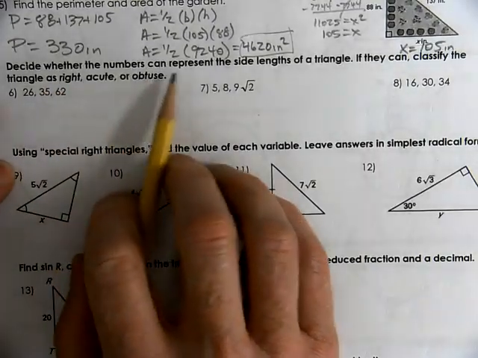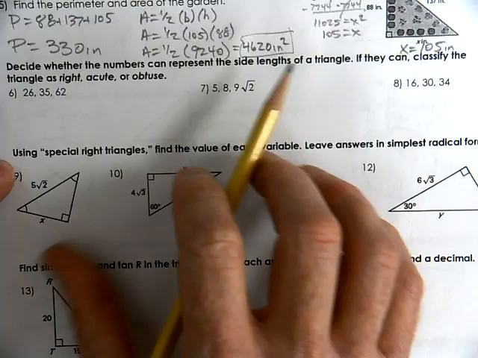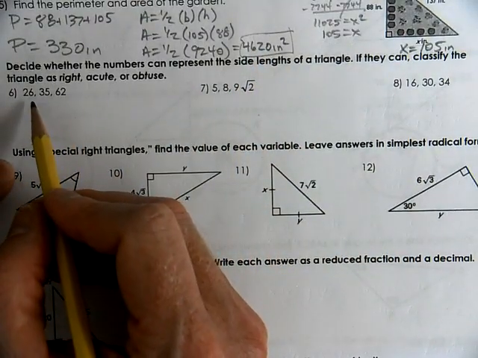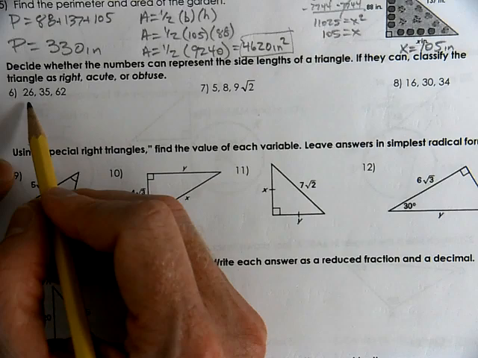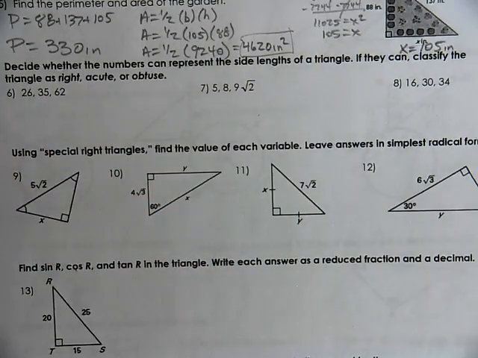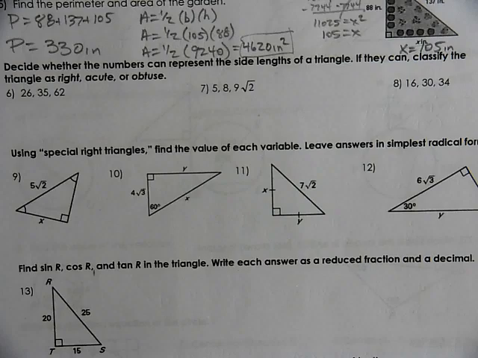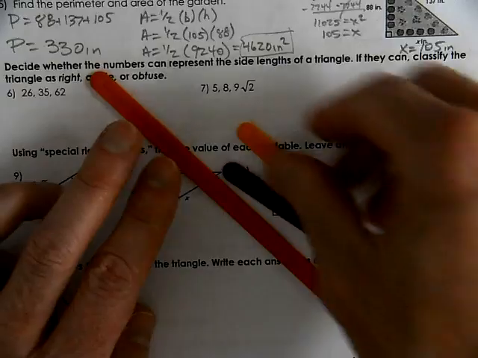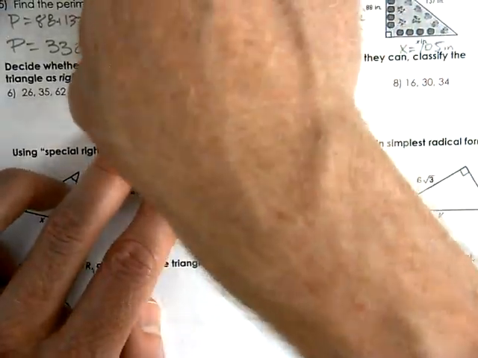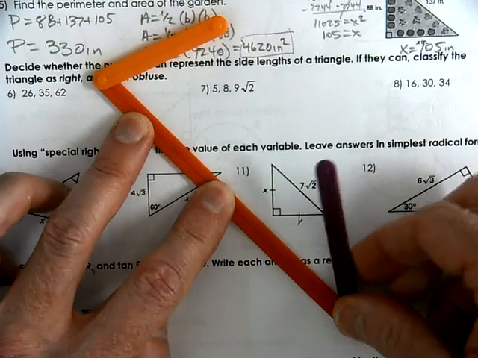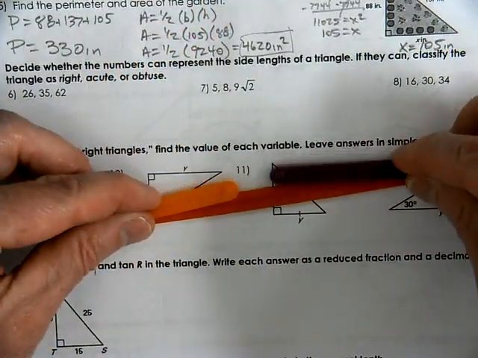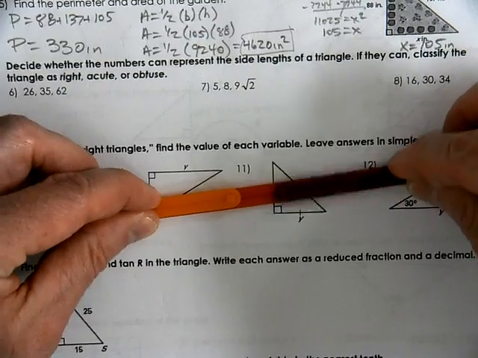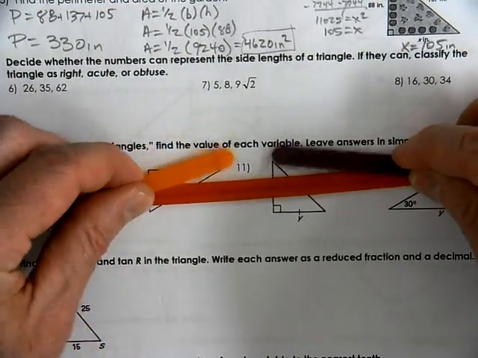So decide whether the numbers can represent the sides of a triangle. To represent the sides of a triangle, we have to know if they're going to add up to equal the whole thing, more or less. Here's an example. I have 3 lengths. If I want to see if these 3 lengths can make a triangle, I can't touch them together. These lengths don't make a triangle.